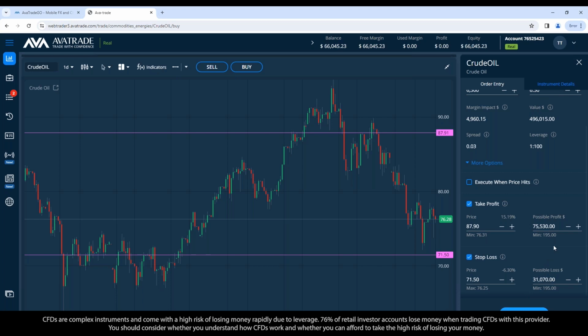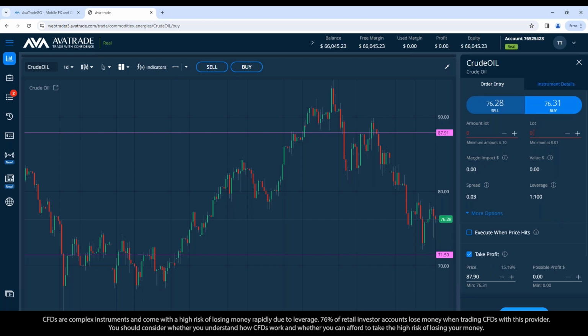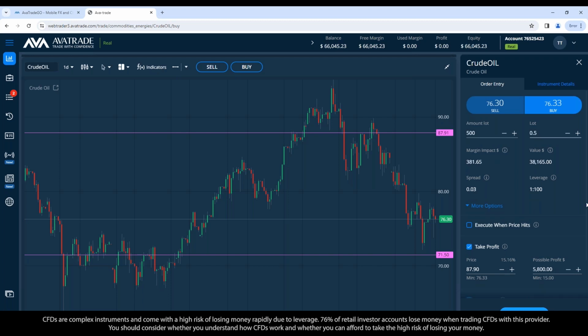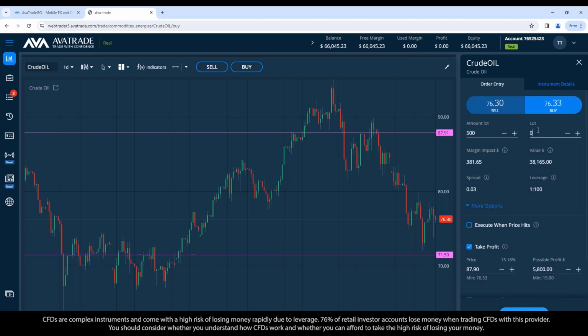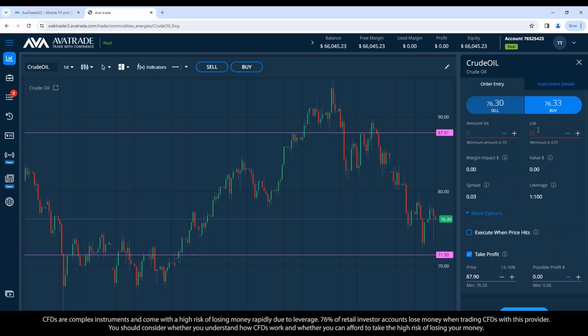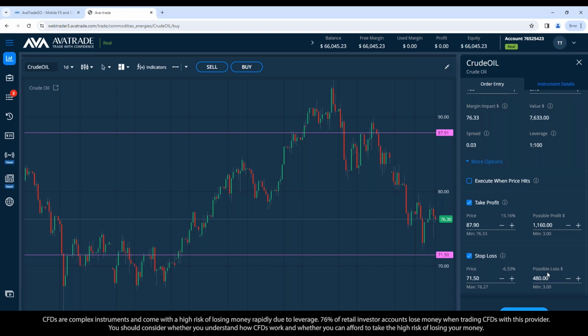Okay, so better than 2-to-1, but maybe I don't want to risk $31,000, right? So I better adjust my trade size because I went quite a distance away in the price, about $5 away in the price of crude oil. So with half a lot, I'm risking 2,400. With 0.1 lots, I'm risking, there's my 500, right? I'm under 500 to go after over 1,100 in profit.